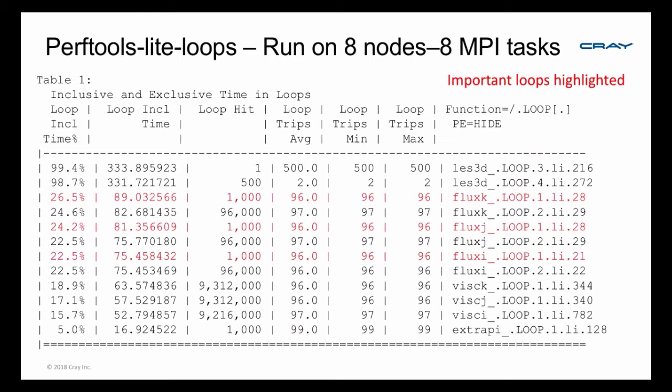So we're not going to parallelize that as well. But then we see down into flux K, J, and I have highlighted 3 loops that I say are the most important loops. Now, how did I know that those were the most important loops?